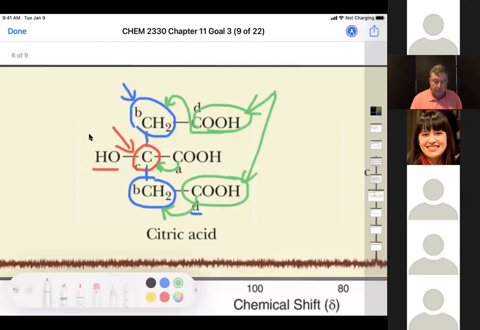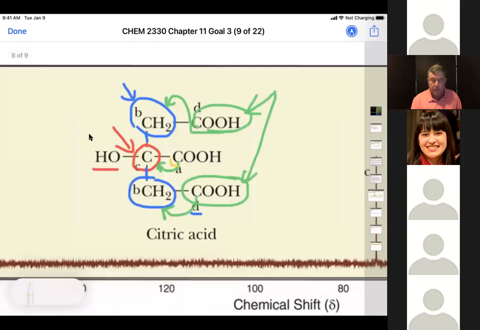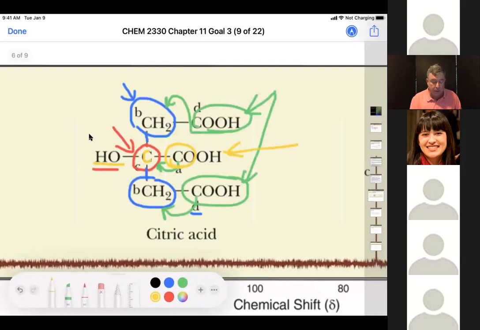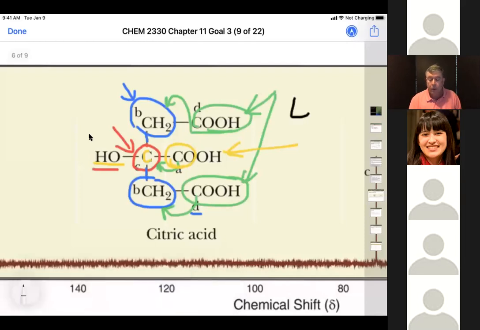So that means we're going to get one peak for these two here. Okay, and that means that our last carbon here, this carboxylic acid attached to the carbon with the oxygen on it, is different, and we're going to get another peak here. So we just found all the unique peaks by how they're connected together. So we're expecting to see a total of 4 peaks on our NMR. Okay, so let's look and see if we see those 4 peaks.